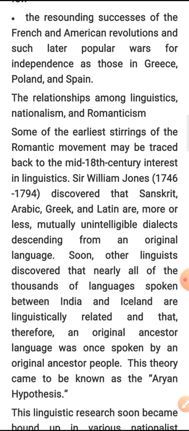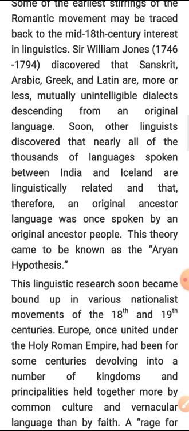So, who is the initiator of the Aryan hypothesis? William Jones, 1746 to 1794, and he considers Sanskrit, Arabic, Greek, and Latin as dialects derived from an original language. Other linguists also discovered that nearly all of the languages are interconnected and have been derived from a single original language, which is spread between India and Iceland. And this is the theory which is called the Aryan hypothesis.